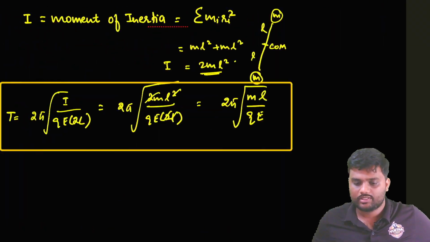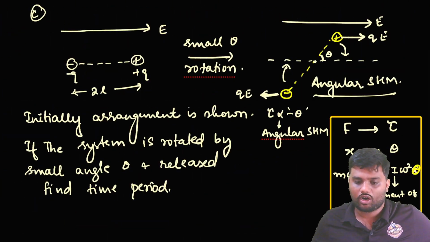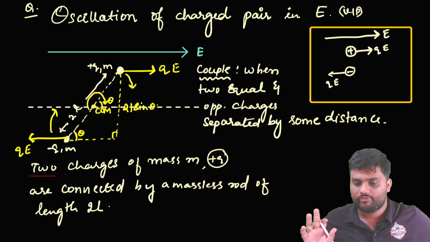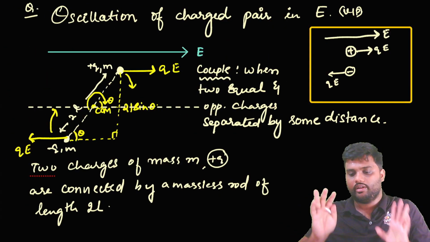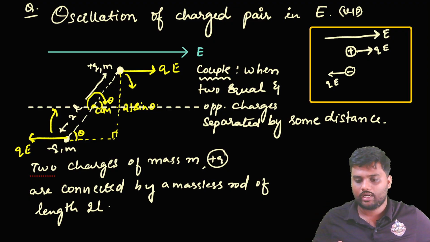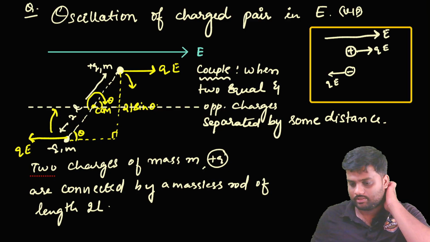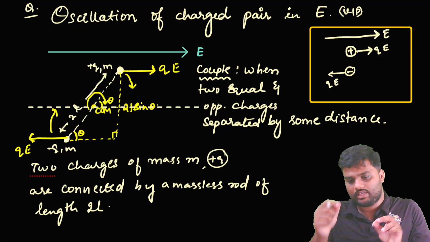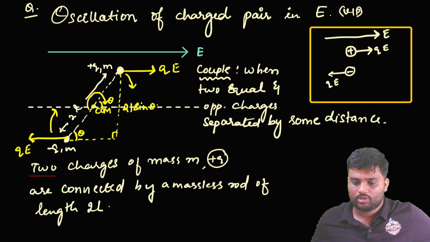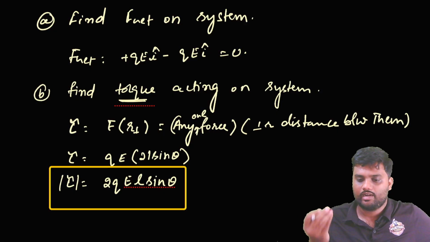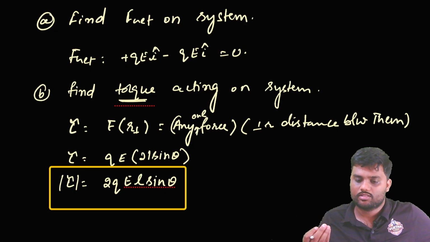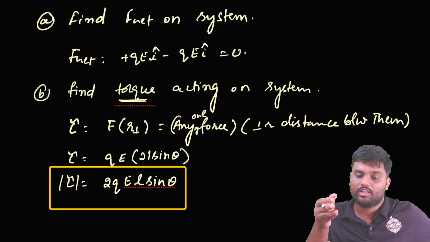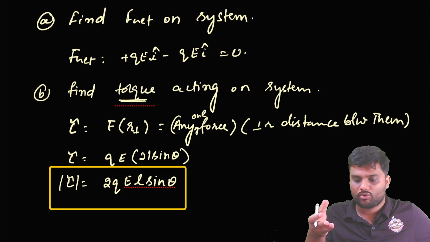I hope you understood. Whenever we talk about oscillation inside the electric field, what happens is it starts rotating. If I take the couple, when two equal and opposite charges are separated by some distance, that time it starts rotating across that center. At that time the net force on that particular system is 0. Here it is rotating; what is making them rotate? Torque is making them rotate.